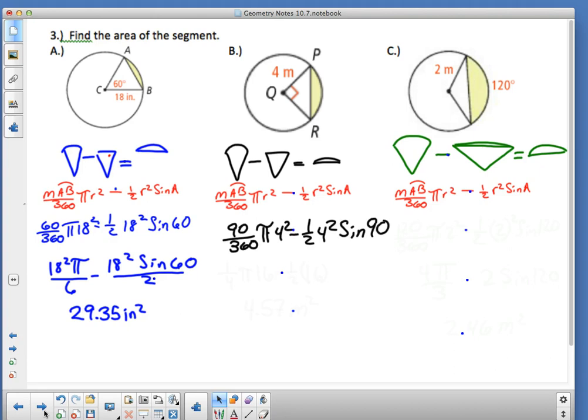Are you okay with plugging 4 in for R, 90 in for arc measure? Okay. 4 in for R, 90 in for central angle. Did you know that the central angle and the arc measure are the same measure? They're both the same. We have to know that. This is a great problem for us to review that with. Once we get that done, we're off to the races. Oh, that should be a sine. Sine of 90 is 1, so we're fine. Okay, so I got 4.57.